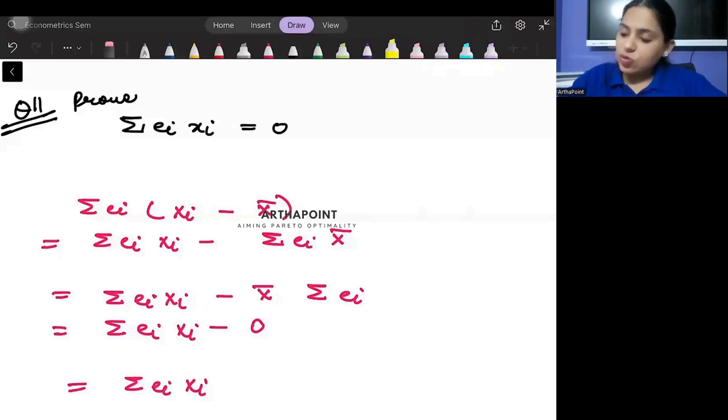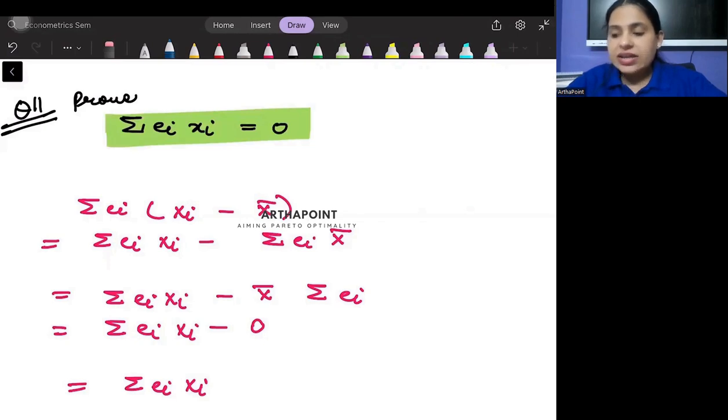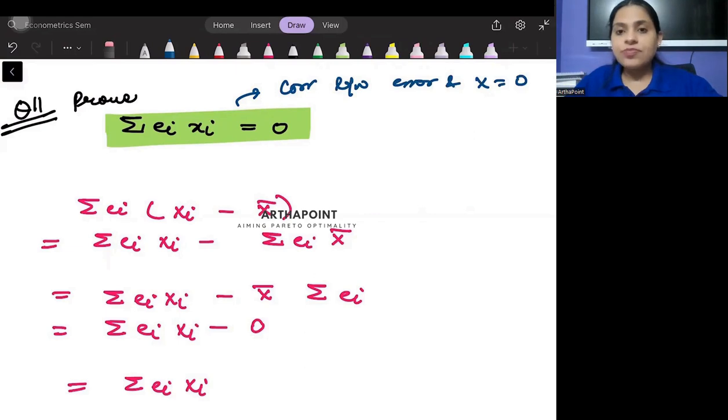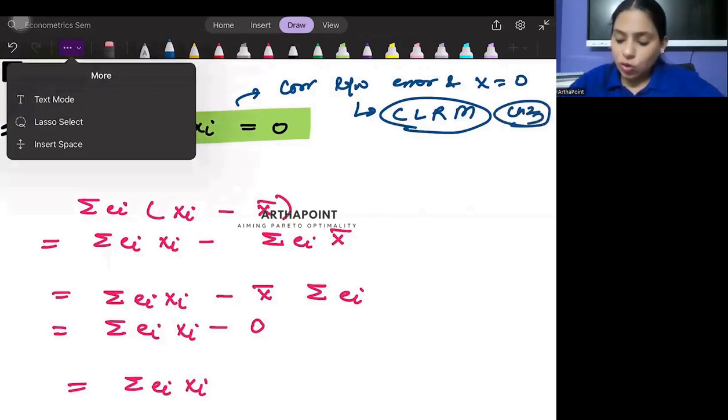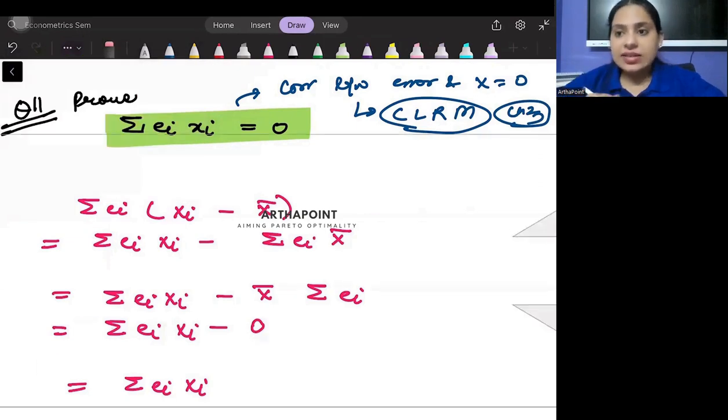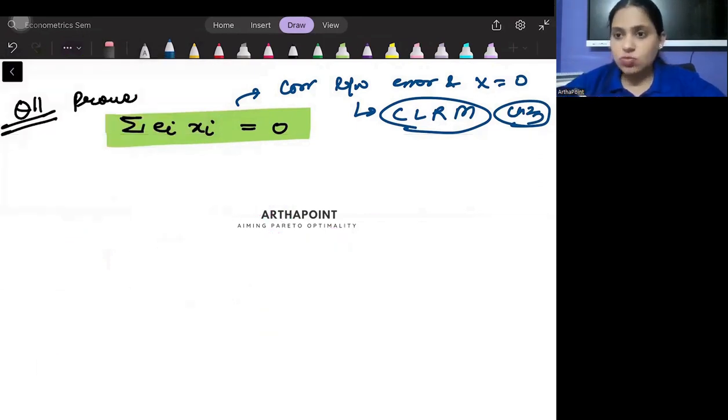Beta, so here it says prove that summation ei xi is 0. Ideally, in terms of language, it means that the correlation between the error term and the x's is 0. This is one of the assumptions of the classical linear regression model that you study as part of the next chapter, where we say that the correlation between the error terms and the xi's is assumed to be 0, and its implication itself is that summation ei xi should be 0.